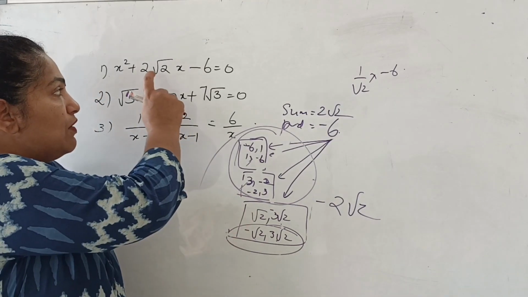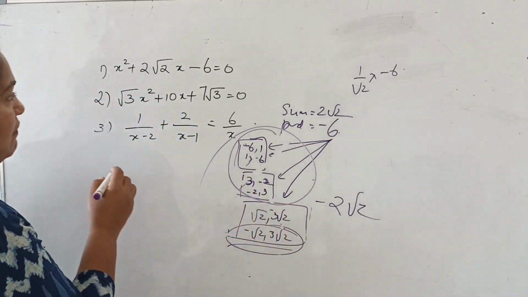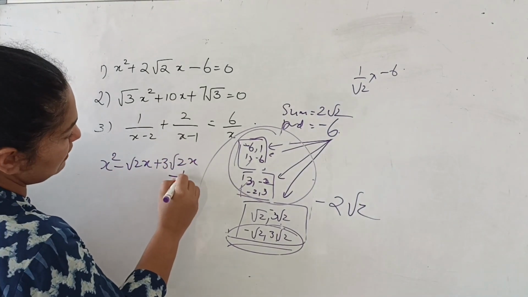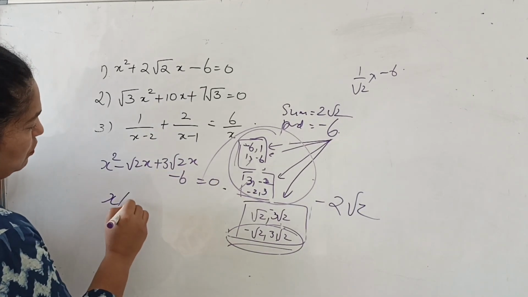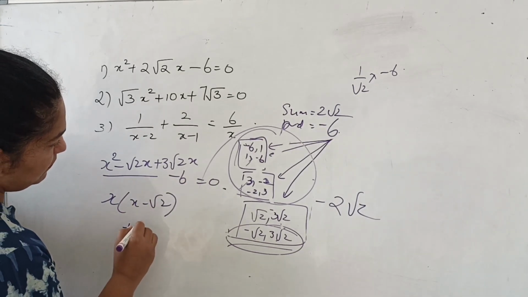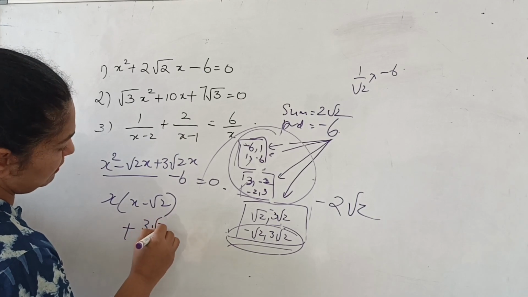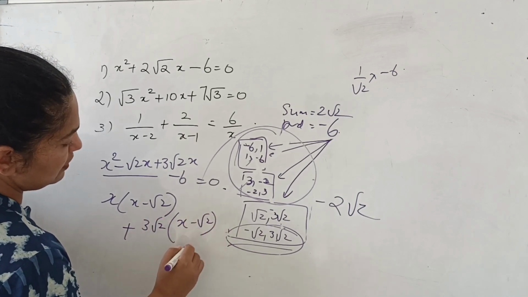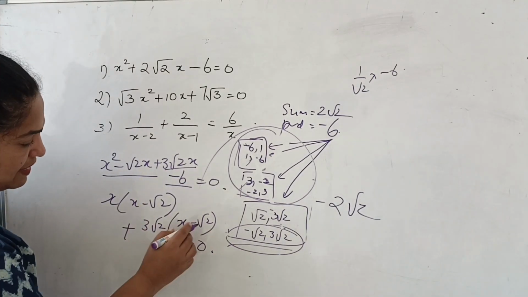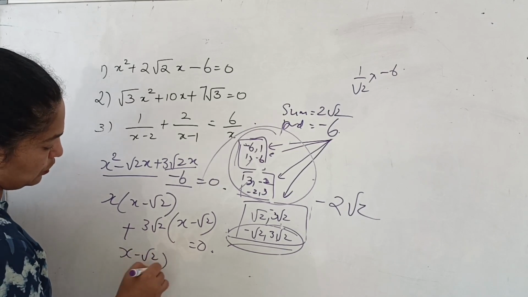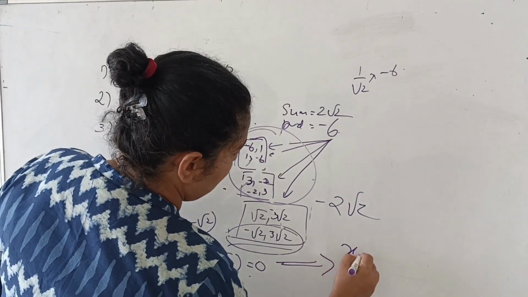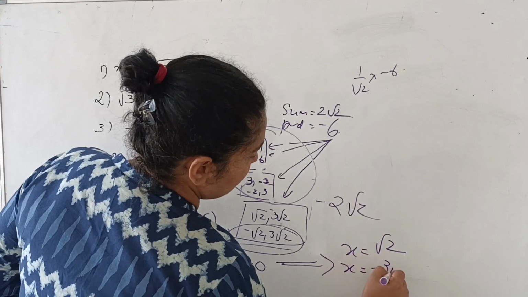Now let us split this particular term in terms of this. So what will we get? We will get x square minus root 2 x plus 3 root 2 x minus 6 is equal to 0. x into x minus root 2. I am taking x as a common factor from here, plus 3 root 2 is a common factor, so I am taking it out. So what do you get? x minus root 2 is equal to 0. From this and this I am taking 3 root 2 out as a common factor. So here you can see x minus root 2 is common. So x minus root 2 into x plus 3 root 2 is equal to 0. Thus giving us x is equal to root 2 or x is equal to minus 3 root 2.